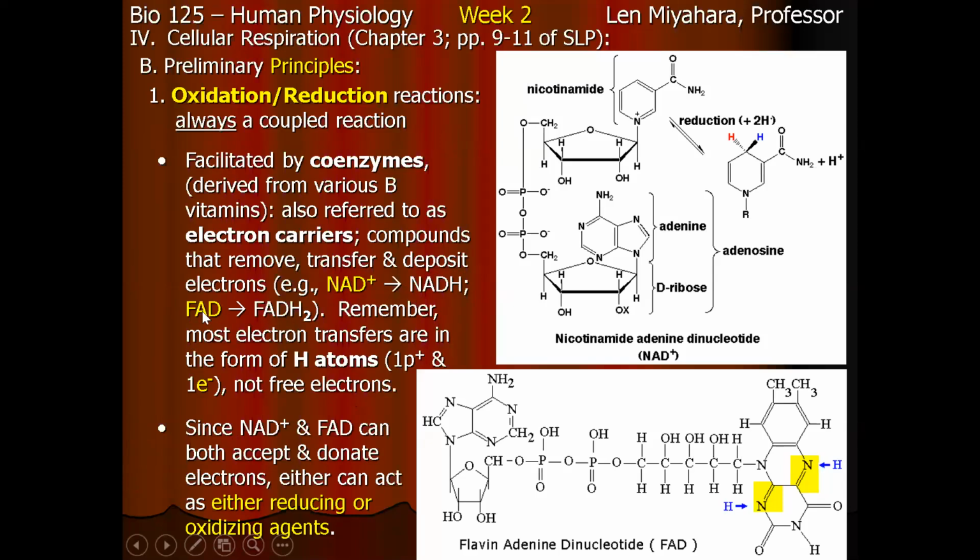Same thing here. And actually NAD, it looks like it only gains one, it actually does gain two. What's sometimes referred to as NADH plus H, because the H is actually not bound to it here in red. So you'll see NADH plus H and NADH2.